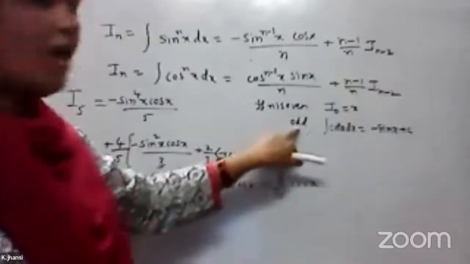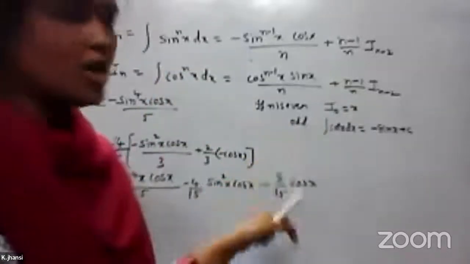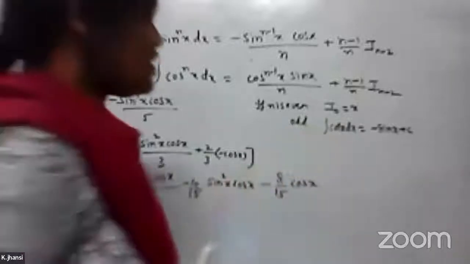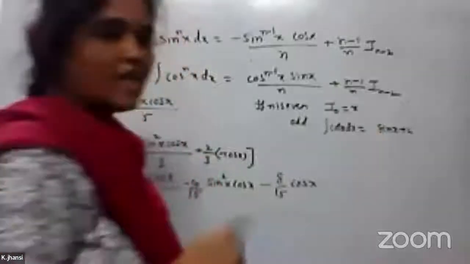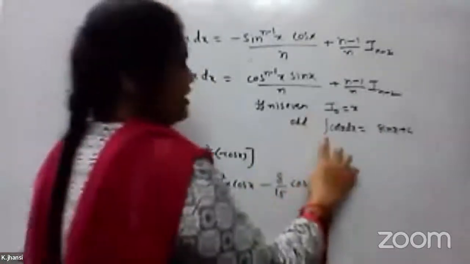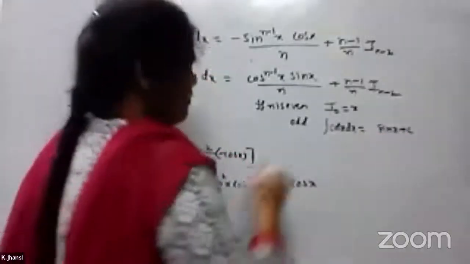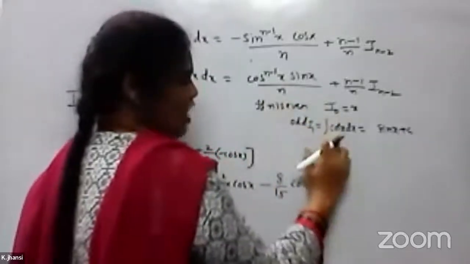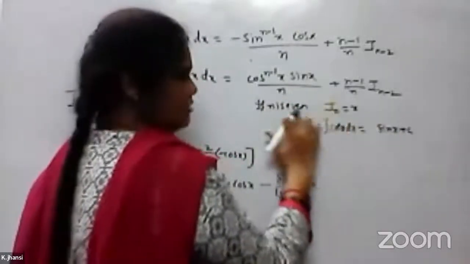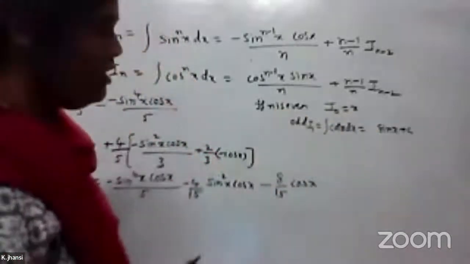But when n value is odd, you will have the integration of cos x dx. So integration of cos x is sin x. Okay. Integration of sin x is minus cos x. So integration of cos x dx equals sin x plus c. So here, whenever you get the I1 value in the cos function, you have to write it as sin x. If it is even, you write the I0 value as x. Okay. So we'll see one example on this.